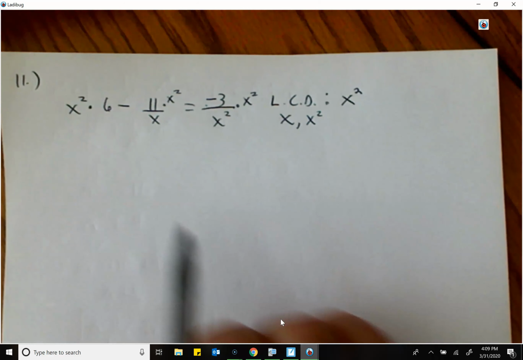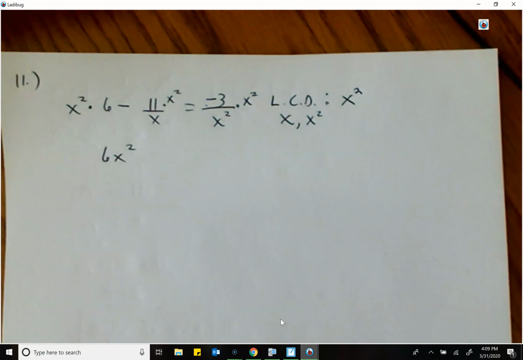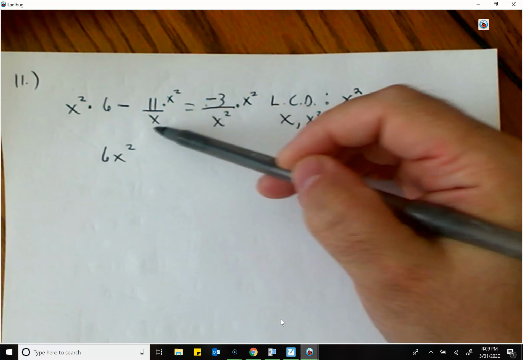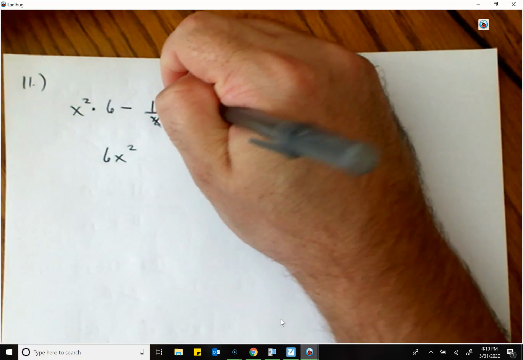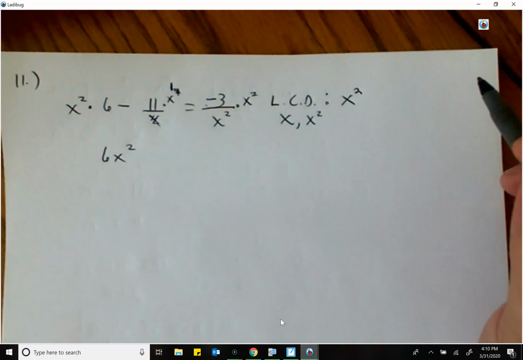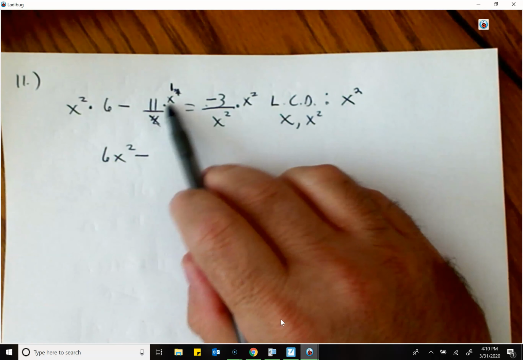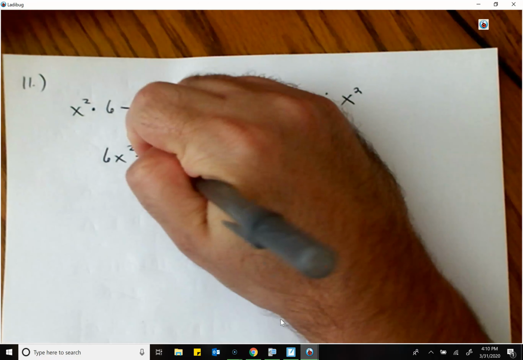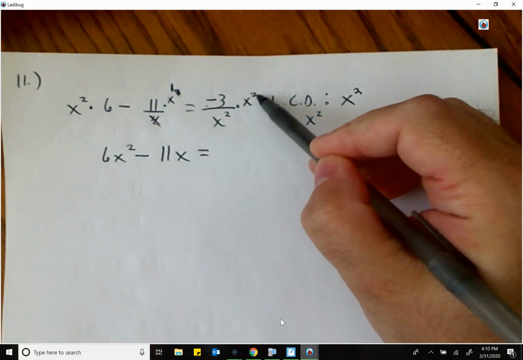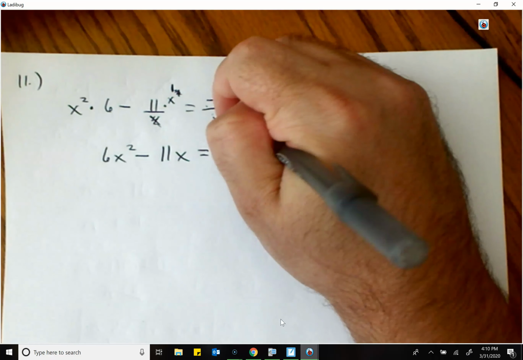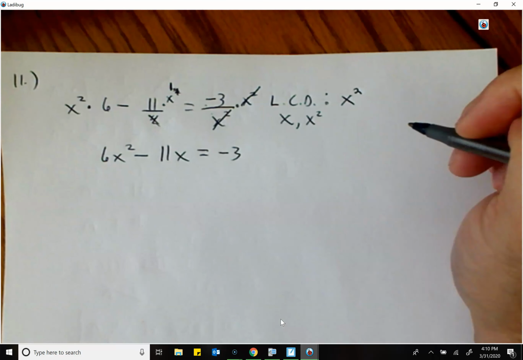All right. So what's x squared times 6? Well, that's 6x squared, because nothing cancels. Again, between these two, this x goes away in the denominator, but that only cancels out one of those x's out of the two up top. So we have minus, what's 11 times x? 11x. Equal to, well, what's going to happen between these two? They're going to cancel each other out. Gone, gone. And that gives me negative 3.